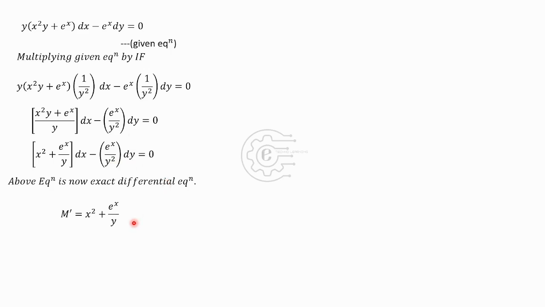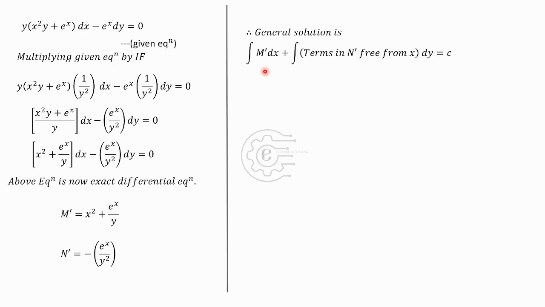Therefore here value of m will be x square plus e raised to x upon y, and value of n will be minus e raised to x upon y square, and the general solution is given by integration of m dash into dx plus terms in n dash free from x into dy equal to c. Now in this equation we will substitute the values. So we write integration of x square plus e raised to x upon y into dx plus, from the equation of n dash we have to consider only those terms in which there is no x. So as you can see, there is no such term here.